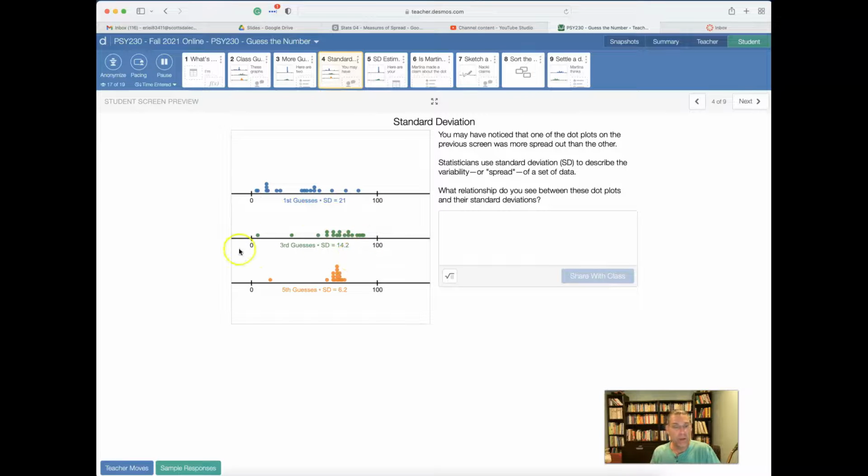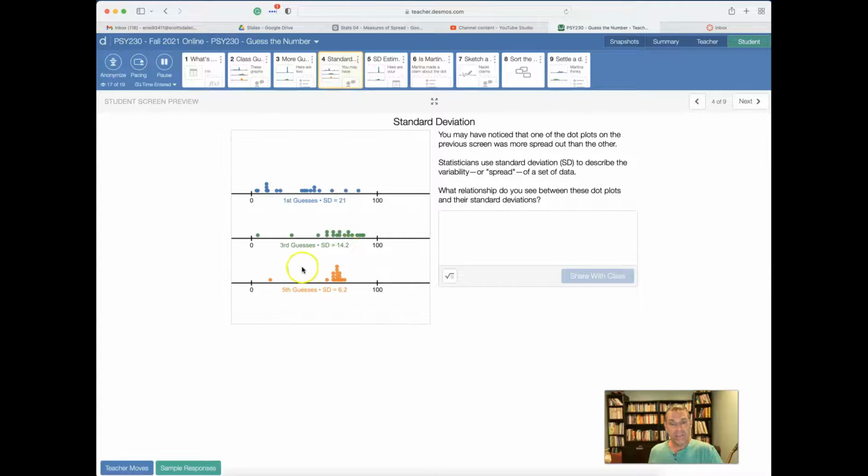Now, by the time we get to our third guesses, we're starting to coalesce again a little bit more in the upper region near that 68, but we're still a good spread out. But notice that the standard deviation's gone down. People are getting closer. There's less deviation from the mean. Now, again, the mean is not the 68. The mean is whatever the average of everyone's guess is.